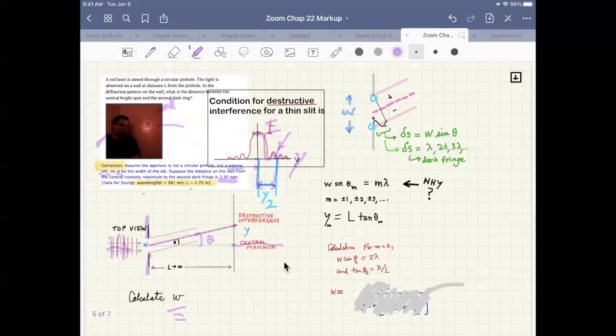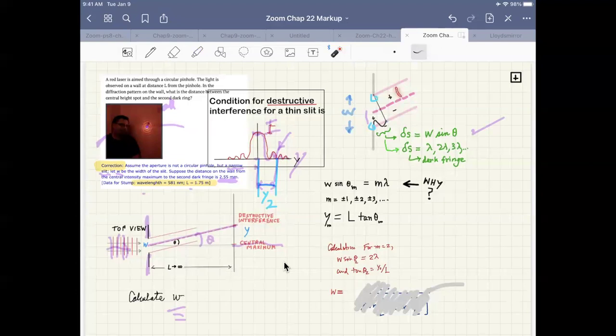So here's the picture. Here are the equations. The path difference is W sine theta by trigonometry. If I look at this little right triangle here, the hypotenuse is W. The extra distance is delta S. And this angle is the same as this angle. So W sine theta is delta S. If that is an integer wavelength, then that'll give a dark fringe.